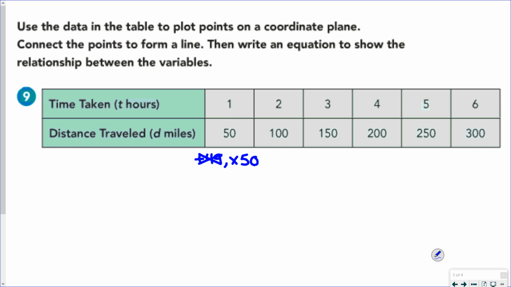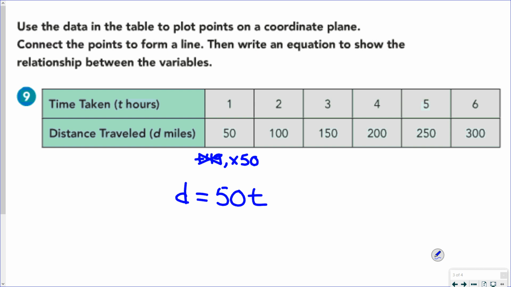So if we wanted to write our equation, D, since that's the bottom part of the table, that is our dependent variable, so that'll be all by itself, is equal to the operation that we're doing, which is multiplication, and we're multiplying that by t. So our equation is D equals 50t.